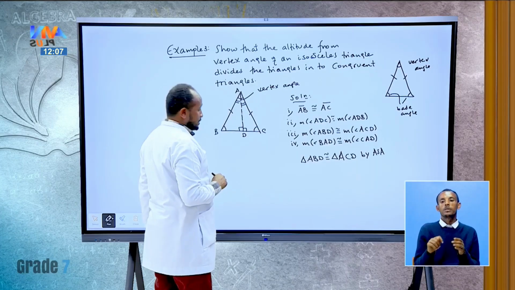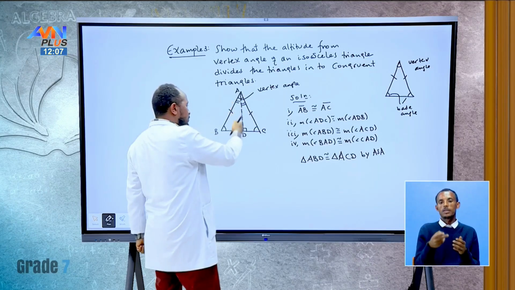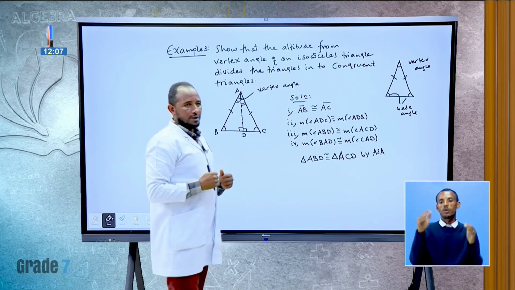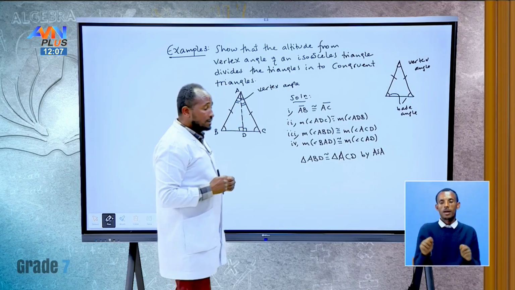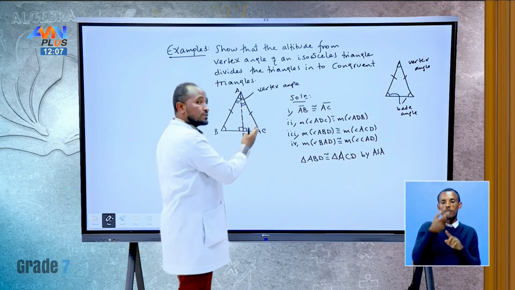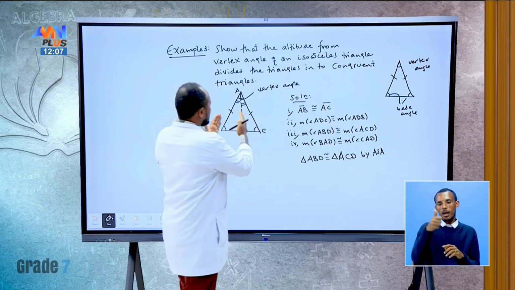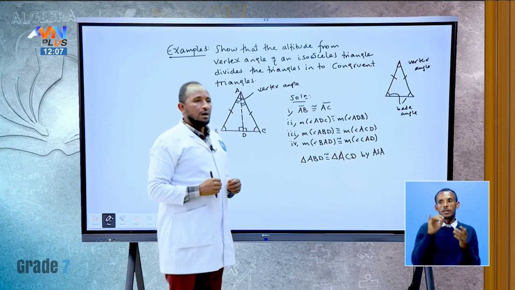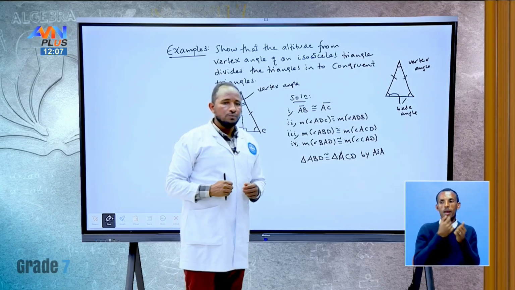Therefore, as you can see, the altitude divides the triangle into two congruent triangles. I mean, the altitude from the vertex of an isosceles triangle divides the triangle into two congruent triangles. That's it. Now, we'll proceed to the last example.